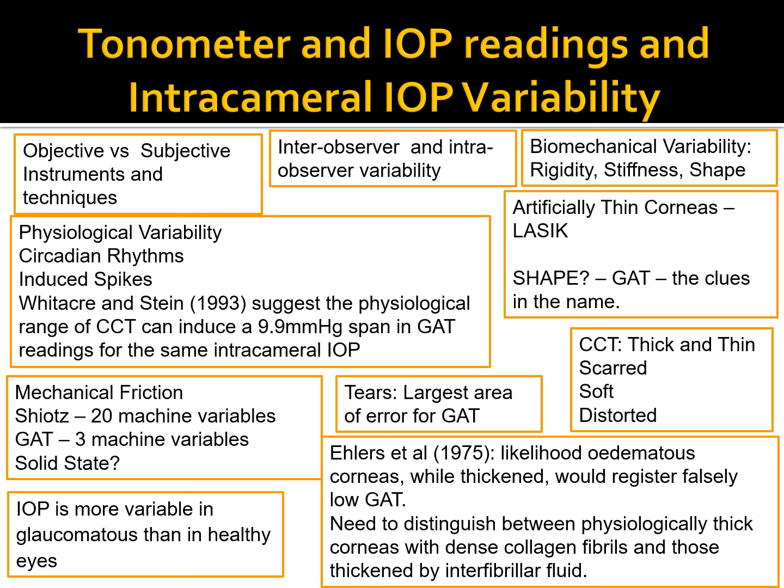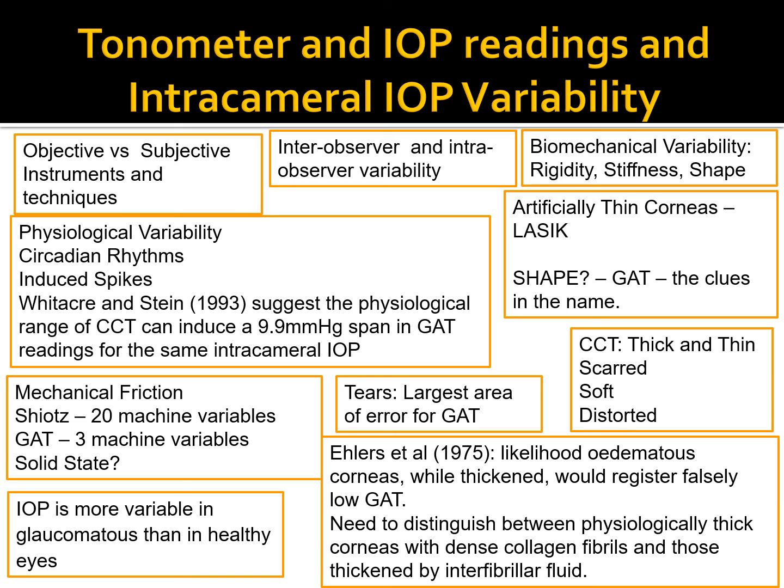Artificially thin corneas with LASIK. But shape, you're ablating the cornea. And the clue's in the name. It's applanation tonometry. That is to say, we're making a plane surface. So if you've already ablated a cornea, the flattened shape must change the reading. Theoretically, if you had a completely plane surface, GAT would record a reading without actually applying any force at all.